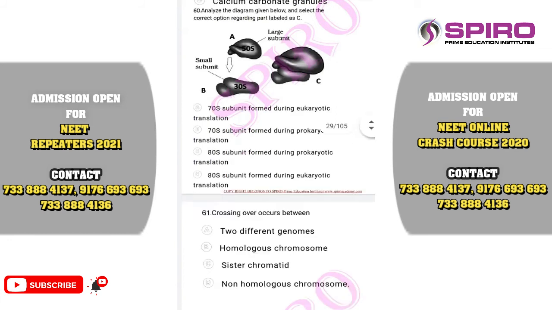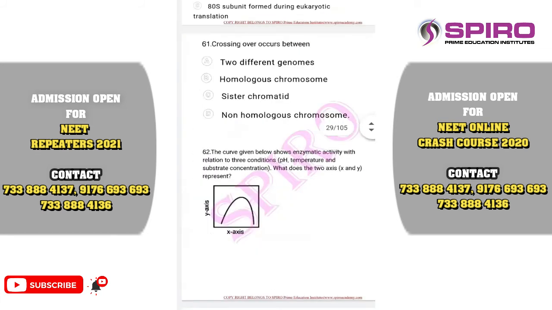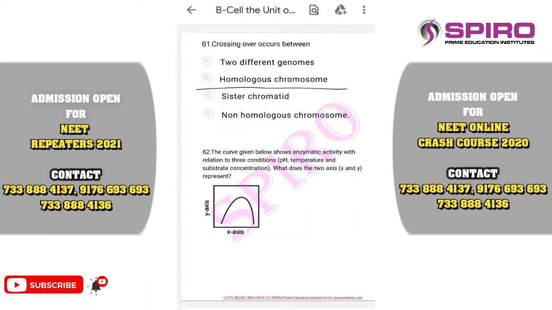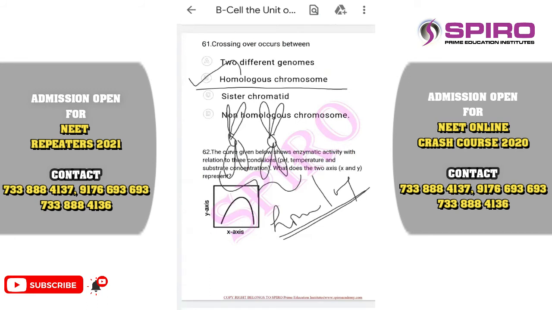So 61, crossing over occurs between the homologous chromosomes. So the thing is, the paternal chromosome and maternal chromosome are going to get paired during synapsis. So these are called homologous chromosomes. The homologous chromosomes are going to be similar in structure, function, size, shape, etc. Okay. So these chromosomes, and also the non-sister chromatids, are going to exchange their genetic elements. So non-sister chromatids of homologous chromosomes are involved in the crossing over. Okay. So the correct option is option B.